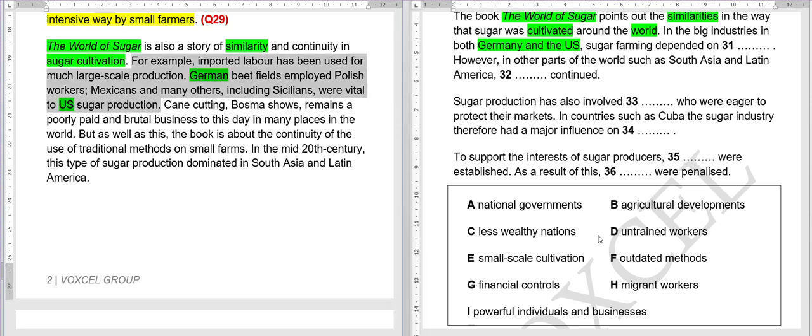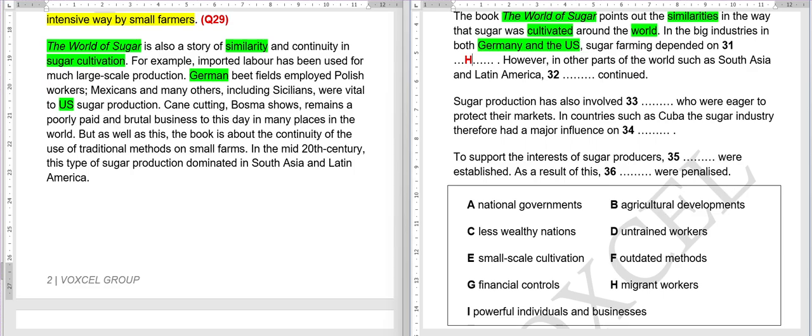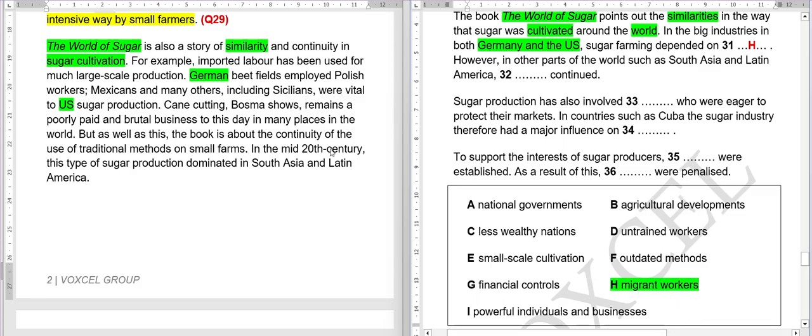Okay, time's up, and the answer to this particular question is option H, migrant workers. Let me mark it here for you guys, where it is written, how we arrived at this particular conclusion, from here.